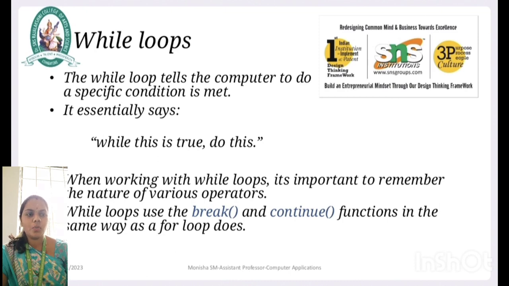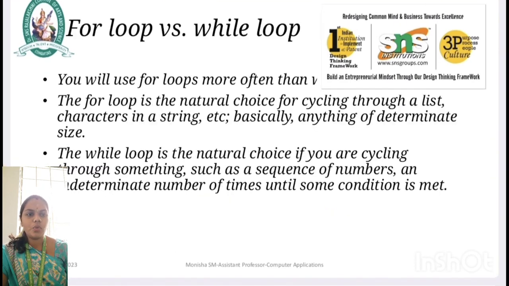You will use for loops more often than while loops. The for loop is a natural choice for cycling through a list, characters in a string, etc. Basically anything of determinate size. The while loop is a natural choice if you are cycling through something such as sequences of numbers and an indeterminate number of times until some condition is met.